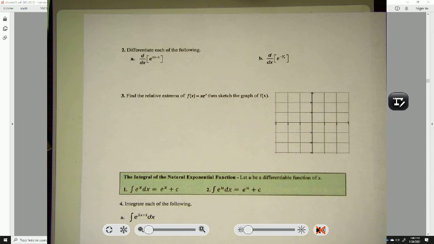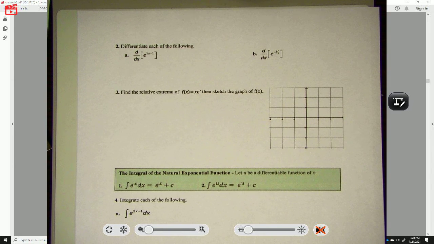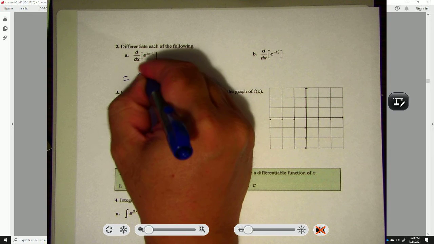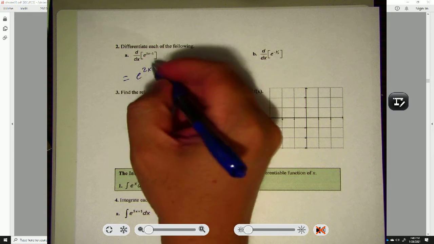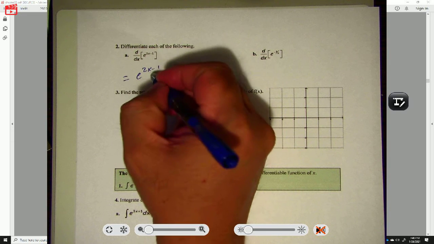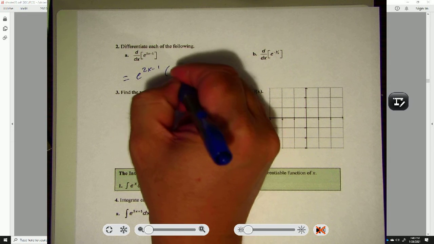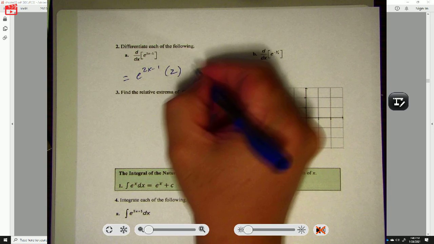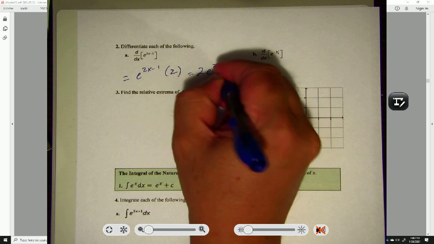Alright, differentiate each of the following. So the derivative of that is e to the 2x minus 1. Right? So when you take the derivative of e to the x, you just get that back. The only thing you got to apply is the chain rule. Derivative of 2x minus 1 is 2. So it's better to write it like this. So there's no doubt where that 2 is.